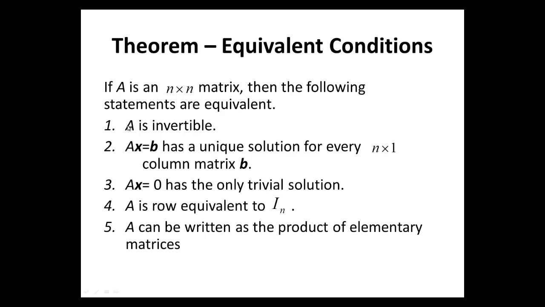But recall, this is what I want you to prove. You have to prove that 1 implies 2, 2 implies 3, 3 implies 4, 4 implies 5, and 5 implies 1. To prove 1 implies 2 is very easy.